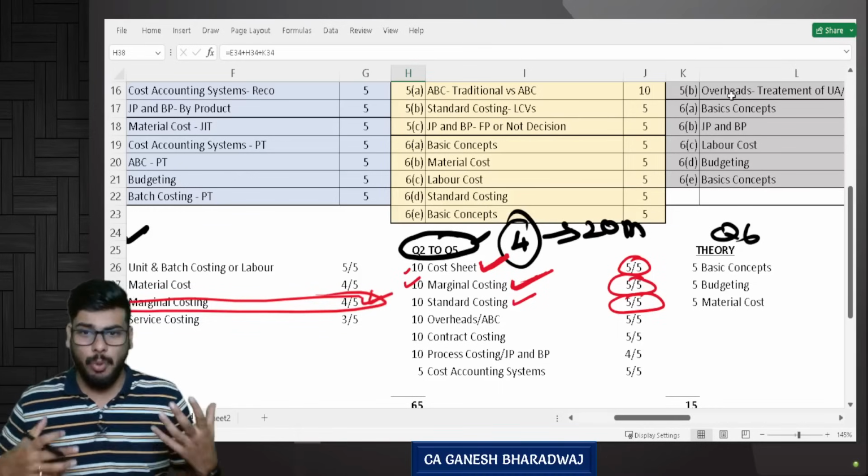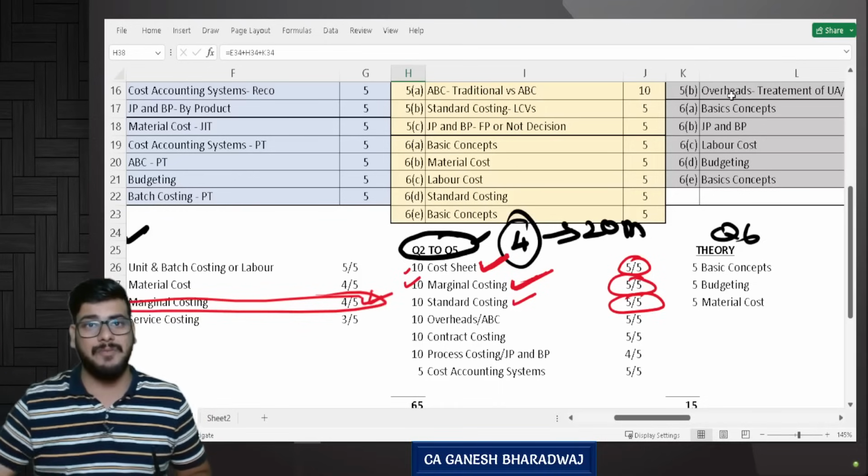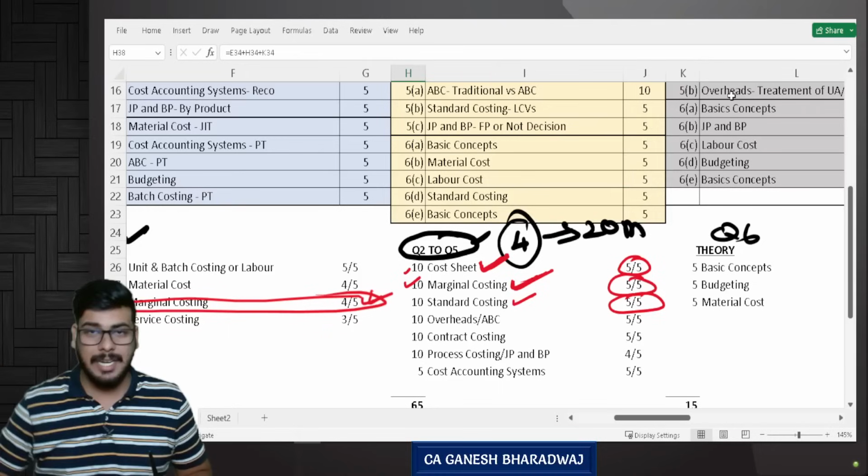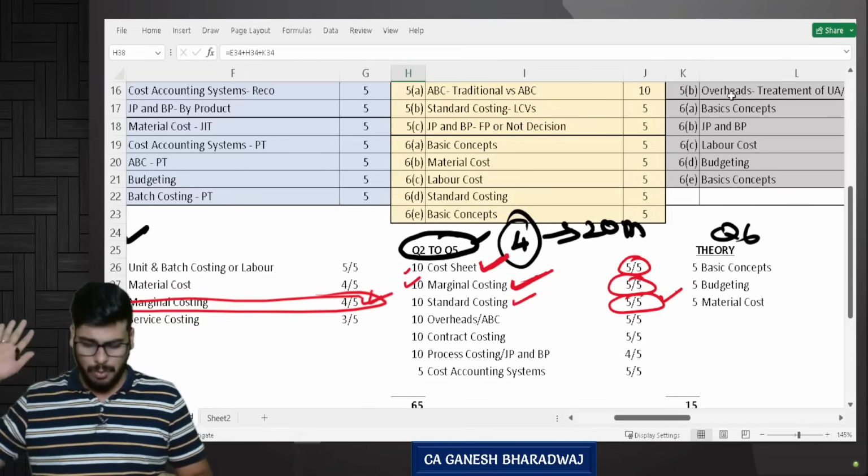So suppose you have not touched this chapter, it's fine. I have already uploaded a separate video on this entire revision of standard costing. That 10 marks is guaranteed here. Are you clear with this?